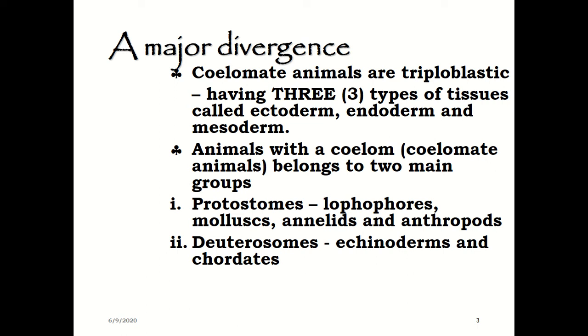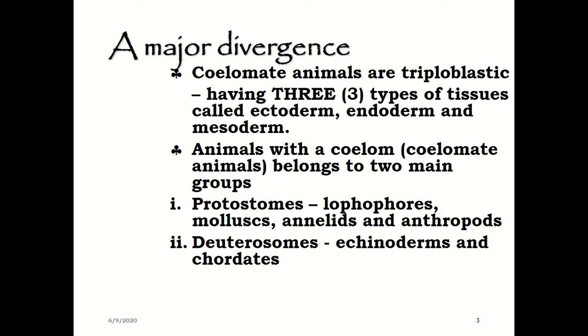So we have learned already about the acoelomate animals and also pseudocoelomate animals, but today we will learn about the coelomate animals. We know already that coelomate animals are triploblastic, meaning they have three types of tissue called the ectoderm, endoderm, and also mesoderm.